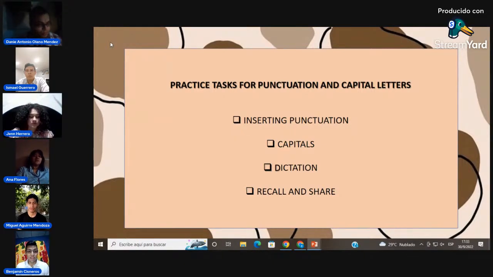Well, this task consists of giving our students 2 minutes to look at a text like the example I gave in the dictation task, and they are asked to reproduce it without looking back at it, and with the punctuation and capitals accurately inserted. And then they can share the results before checking it with the original text.